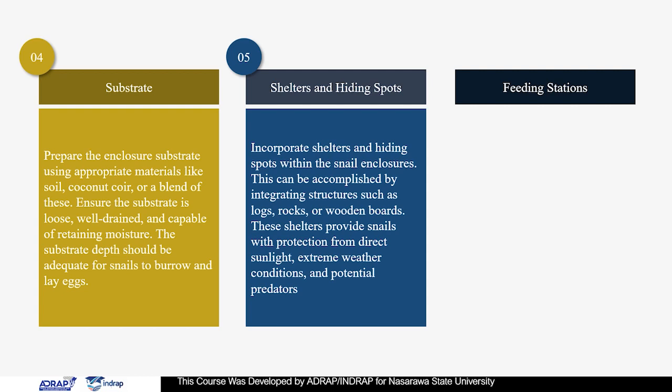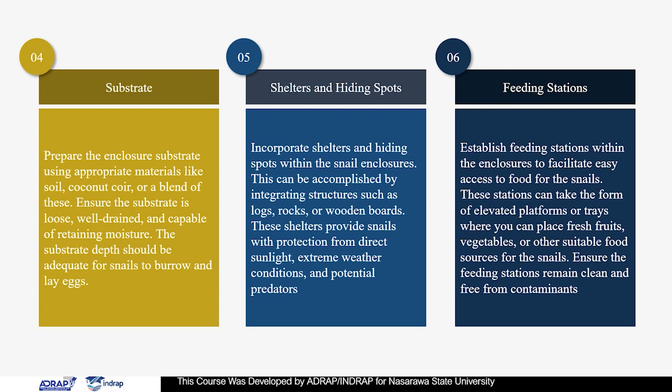Feeding stations. Establish feeding stations within the enclosure to facilitate easy access to food for the snails. This station can take the form of an elevated platform or trays where you can place fresh fruits, vegetables, or other suitable food sources for the snails. Ensure the feeding stations remain clean and free of contaminants.